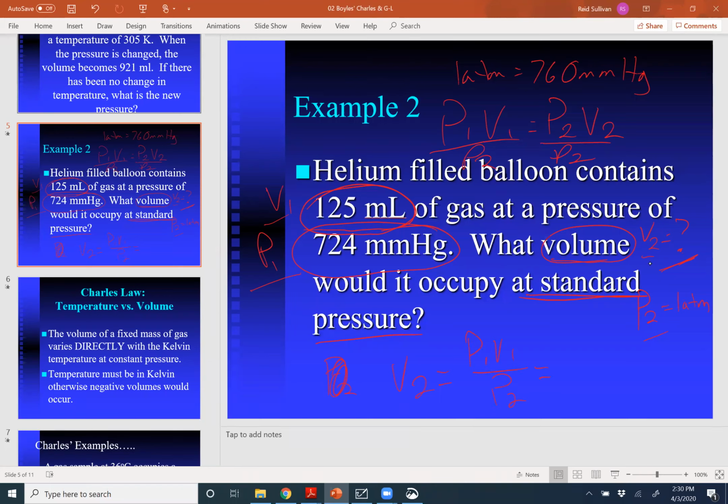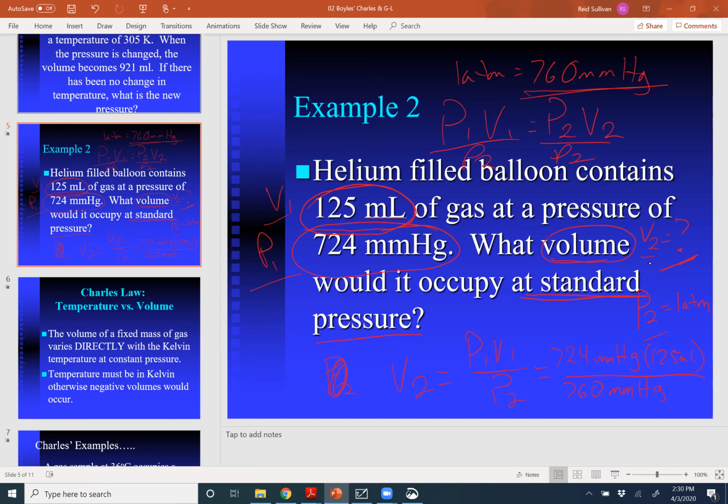Our pressure 1 is 724 mmHg. Our volume 1 is 125 milliliters. And then our pressure 2, which is standard pressure, is 760 mmHg.